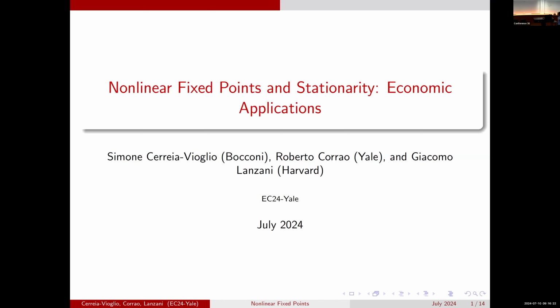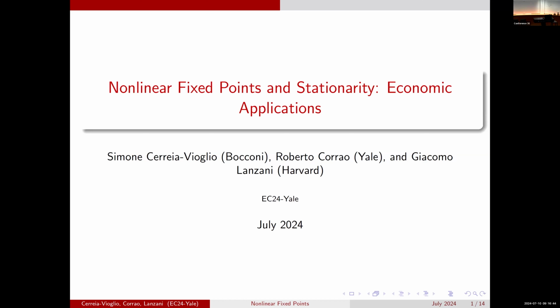Session. I'm Roberto Corrao, and I'm going to present this work, "Nonlinear Fixed Points and Stationarity: Economic Applications," which is a joint work with Simone Cerreia-Vioglio from Bocconi University and Giacomo Lanzani, who is a postdoc at Harvard, joining Berkeley next year.